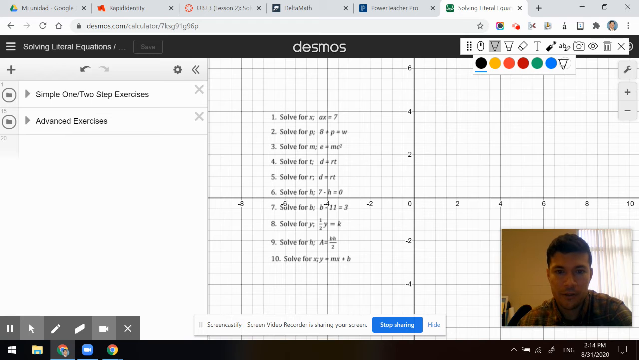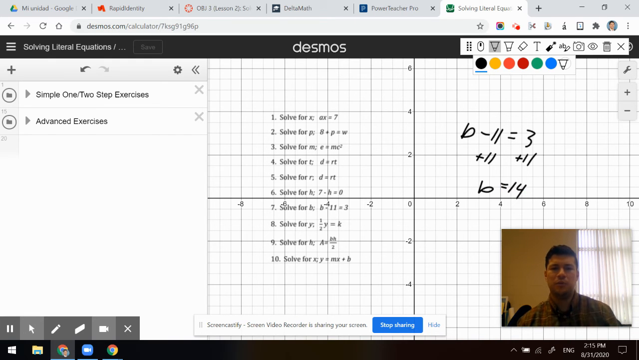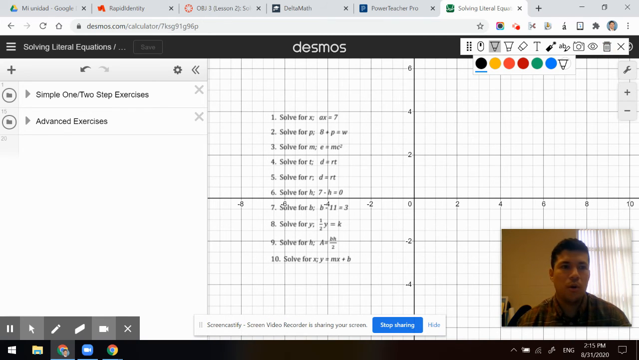We have some as simple as b minus 11 equals 3. This is the 7th example. In this case, if I'm solving for b, I'm going to add 11 to both sides, and b equals 14. Now that one wasn't much of a literal equation. Here we actually have a numerical answer. So what if we have some more advanced exercises?